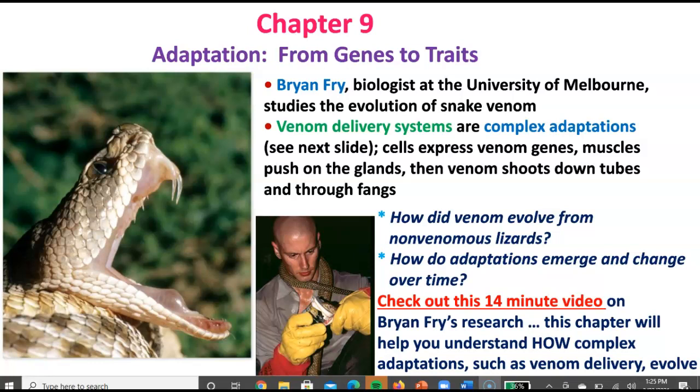How did venom evolve? How did venom evolve from non-venomous lizards? And in general, how do adaptations emerge and change over time? So we'll look at a few examples in this chapter where genetics, as usual, has revealed the origins of complex adaptations and has shown us that explanations that once seemed daunting and potentially even impossible now are being revealed through molecular research.